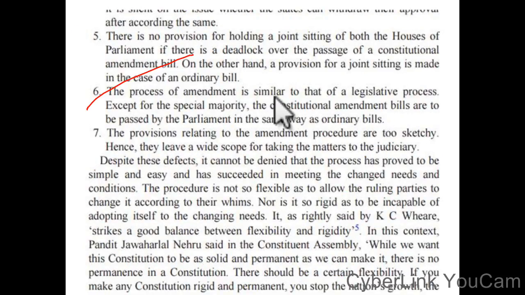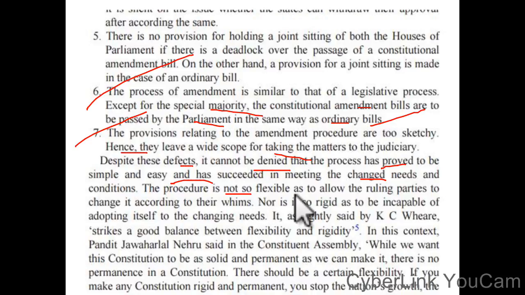The process of amendment is similar to the legislative process, except for the special majority. Constitutional amendment bills are passed by the Parliament in the same way as ordinary bills. The provisions relating to the amendment procedure are too sketchy, hence they leave a wide scope for taking matters to the judiciary. Despite these defects, it cannot be denied that the process has proved to be simple and easy and has succeeded in meeting changing needs and conditions.